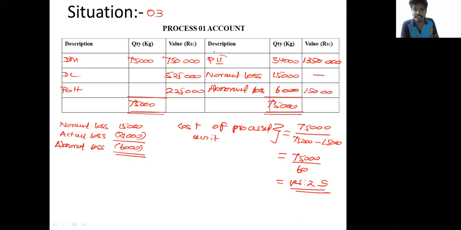Then 6,000 into 25 is 150,000. Here you know this is process 2 transferring, so this one we debit into the process 2 account. This abnormal loss one we should record in the abnormal loss account. You can have an abnormal loss account.